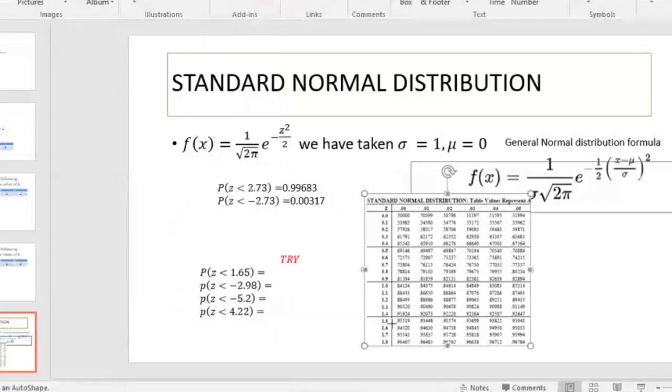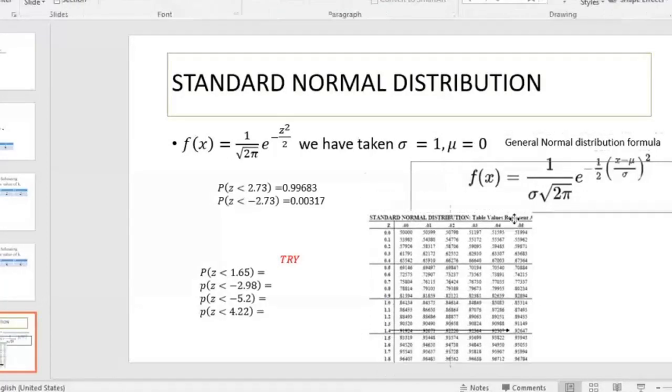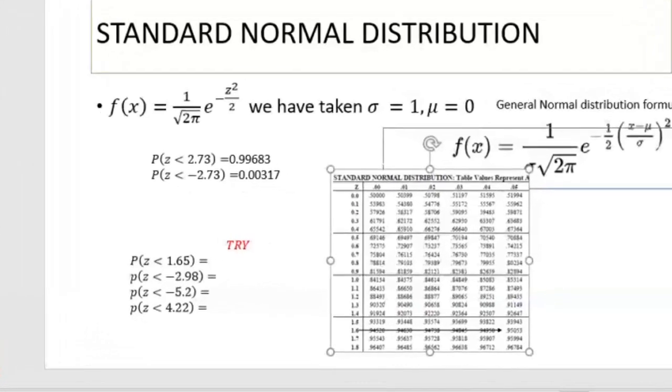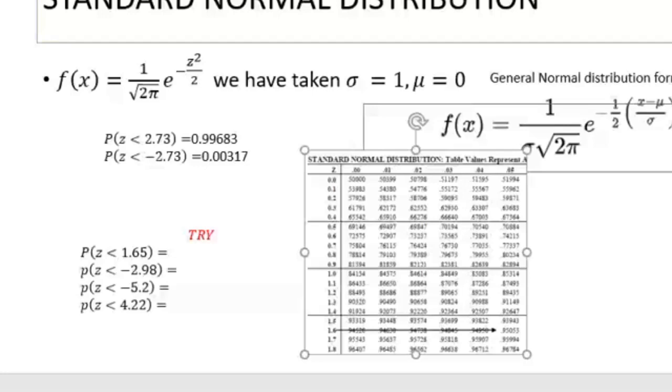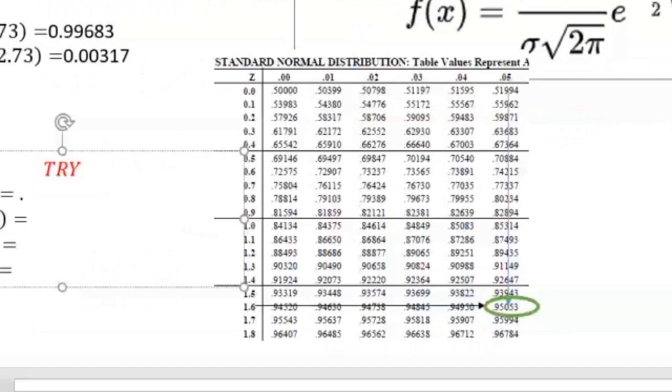So take 1.6 here and come to the right, and 5 is here. So 0.05 is here, you should take the line from here to here. We need this value, 0.53.